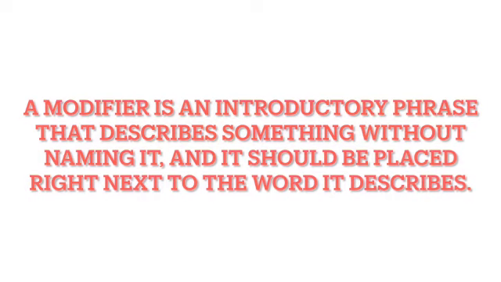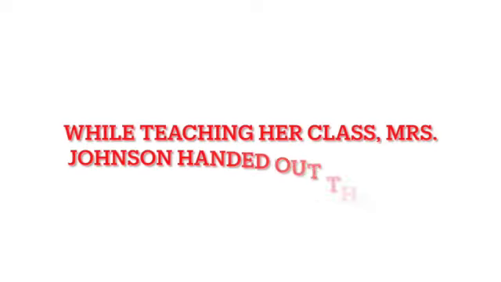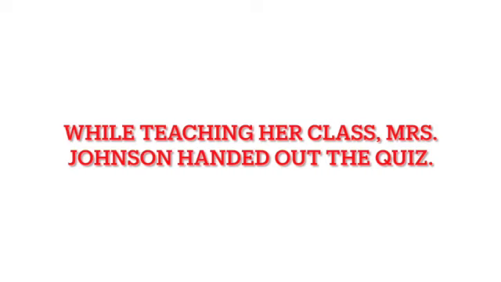Okay. For example, let's say I write a sentence: while teaching her class, Miss Johnson handed out the quiz. What is the introductory phrase here that is describing something without naming it? The introductory phrase is "while teaching her class," isn't it? So, who was teaching her class? Obviously, Miss Johnson was teaching her class, right? So this phrase, while teaching her class, should be placed right next to Miss Johnson, which it correctly is.